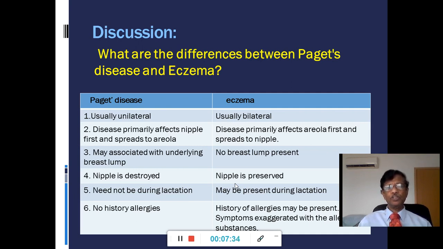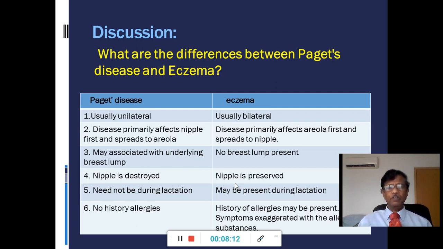Paget's disease is usually unilateral, whereas eczema is bilateral. In Paget's disease, as you said, the nipple is first to be involved and it spreads to the areola, whereas in eczema, it starts in the areola and involves the nipple later. In Paget's disease, it may be associated with an underlying breast lump, whereas no breast lump is seen in eczematous conditions. Nipple is destroyed in Paget's disease. Nipple is preserved in eczematous conditions.